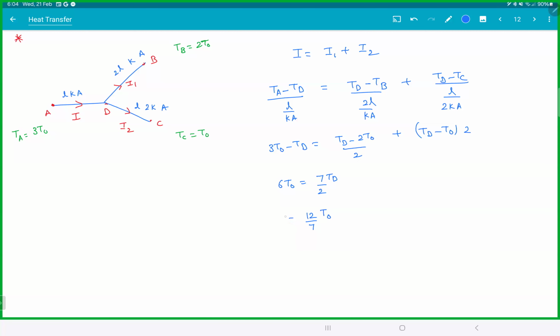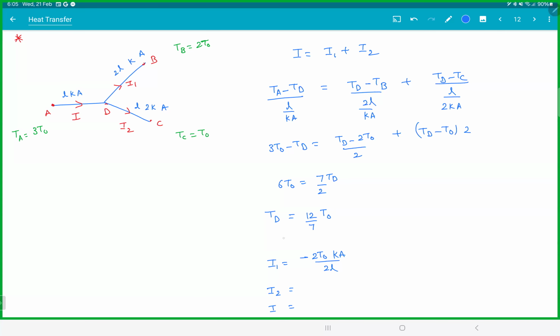This is definitely less than TB. So my assumption is wrong. I'm getting a negative sign. So if you see I1's value, which is TD minus TB, that is 12 by 7 minus 14 by 7, so minus 2T naught Ka by 7. The negative sign indicates heat is not flowing from D to B, it is flowing from B to D. Got it? So once you got this, take this TD and substitute here. You will get the current in each one. You can find I1, I2, and I. That is the heat flowing through each rod. Please check the steps.